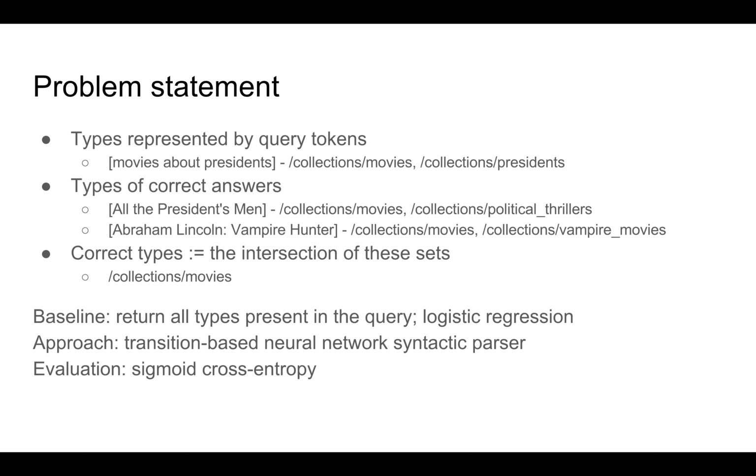To describe the problem statement more precisely, we have a query. Some of its tokens are also types within a certain type inventory. For example, movies about presidents contains collections movies and collections presidents. And the query has correct answers. For example, All the President's Men, which is a movie but also a political thriller, and Abraham Lincoln Vampire Hunter, which is a movie and also a vampire movie.